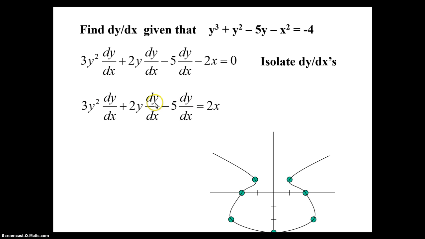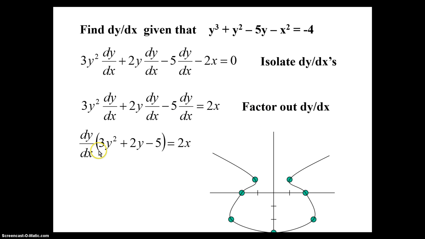Now if all three of these terms have a dy/dx in common, then what can I do? I can factor it out. So I'm going to factor a dy/dx. When I factor out a dy/dx, I'm left with 3y squared plus 2y minus 5. Now my next step is to basically just get dy/dx by itself. Well, what are these two terms doing? This dy/dx, what is it doing with everything inside the parentheses? Basically, they're being multiplied by each other, correct?